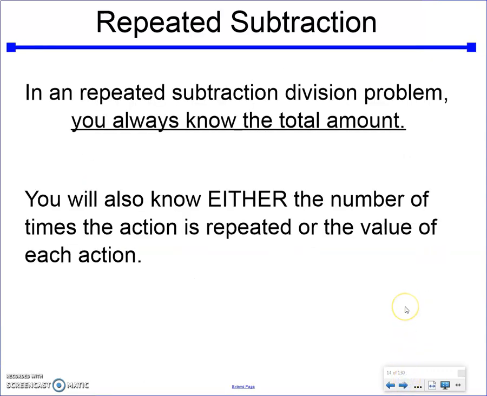In a repeated subtraction division problem, you will always know the total amount. That's what makes it a division problem, a repeated subtraction problem, instead of a repeated addition problem. If we didn't know the total amount, but there was still an action that was repeating again and again, well then that would be repeated addition multiplication.